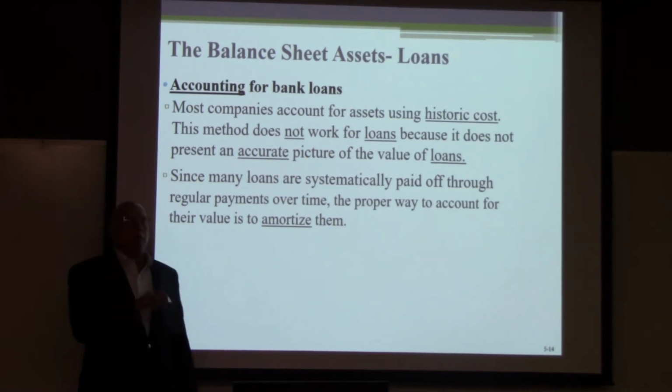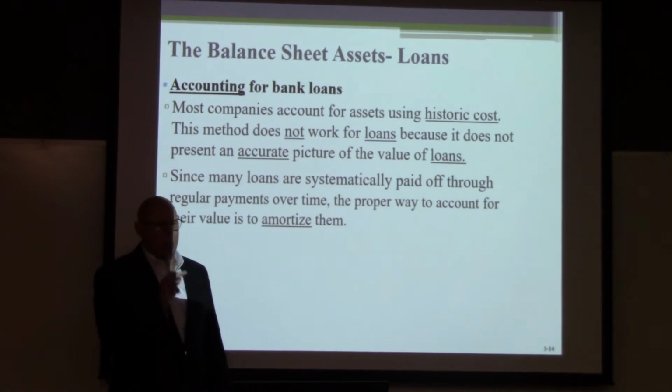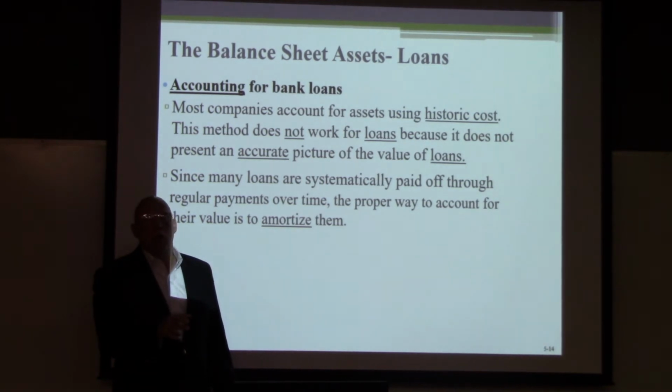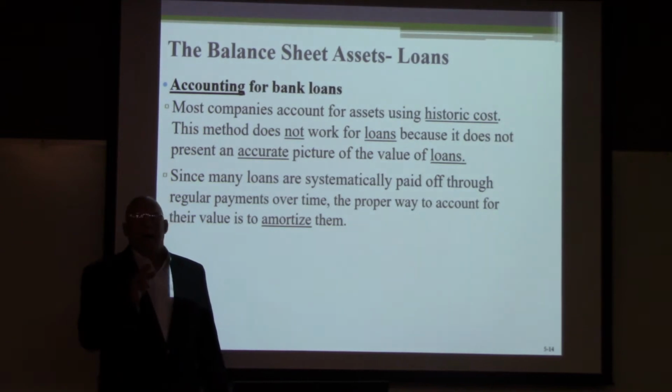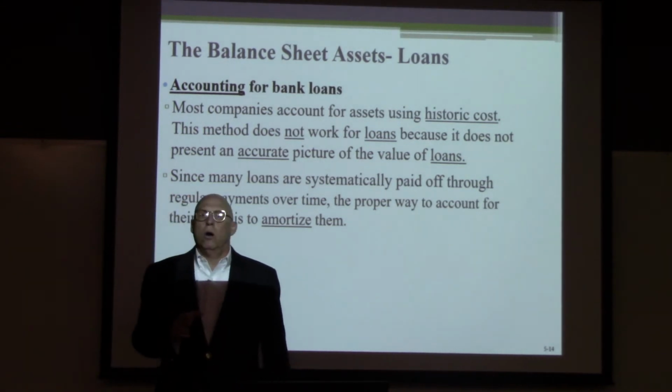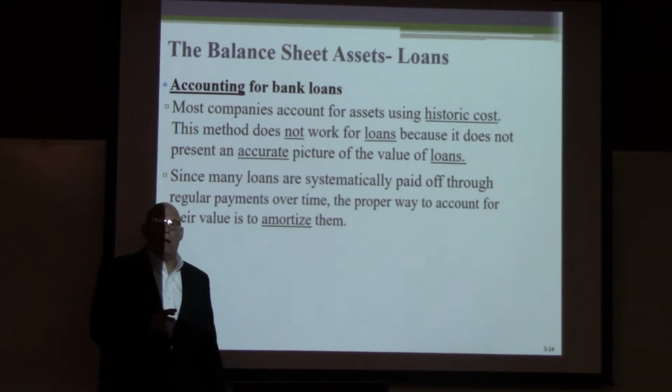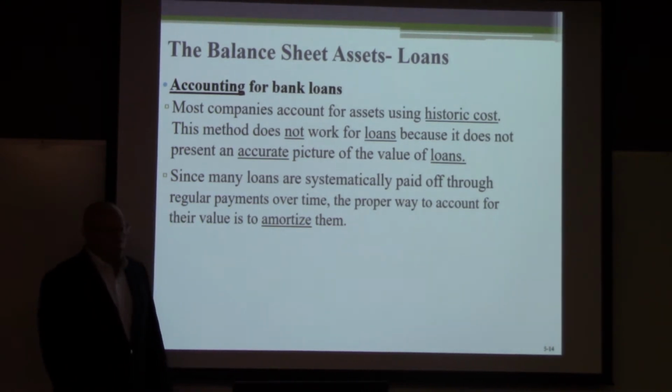In other words, if you make a $1 million loan to someone as a bank, and it's a 10-year loan, 5 years later, probably about 30% of that loan, the principal value, will have been reduced, so it is not accurate to keep that loan on the balance sheet at the original amount that was loaned. You have to amortize those loans.